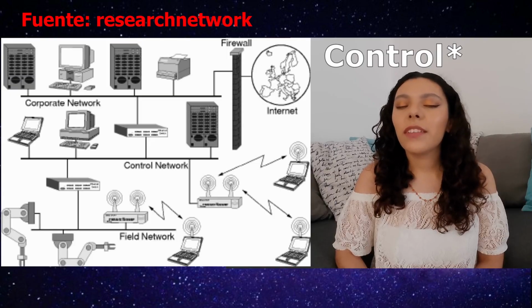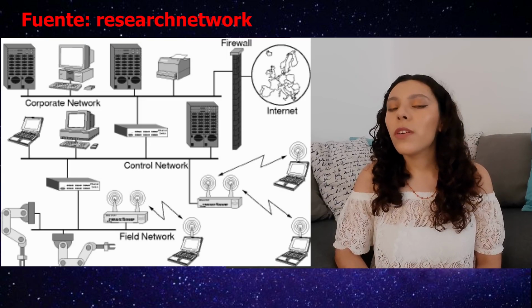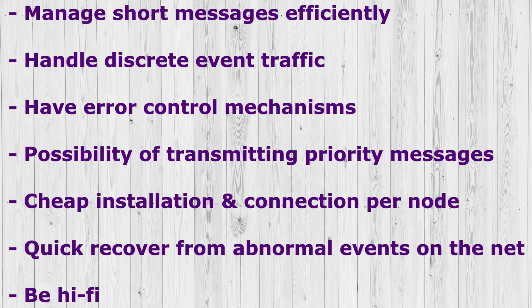Cell networks interconnect devices that operate sequentially, such as robots, CNCs, PLCs, and AGVs. These networks must manage short messages efficiently, be able to handle discrete event traffic, have error control mechanisms, possibility of transmitting priority messages, installation and connection per node must be cheap, and must recover quickly from abnormal events on the net, and it must be hi-fi.